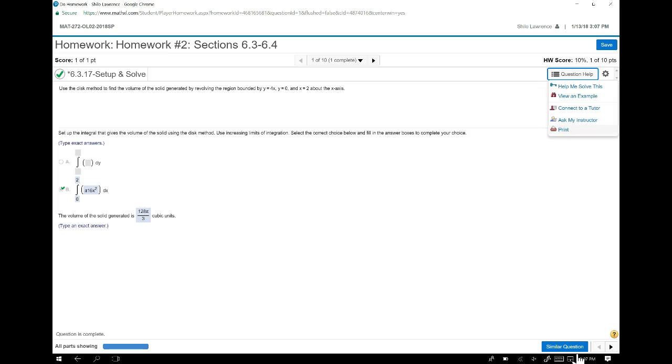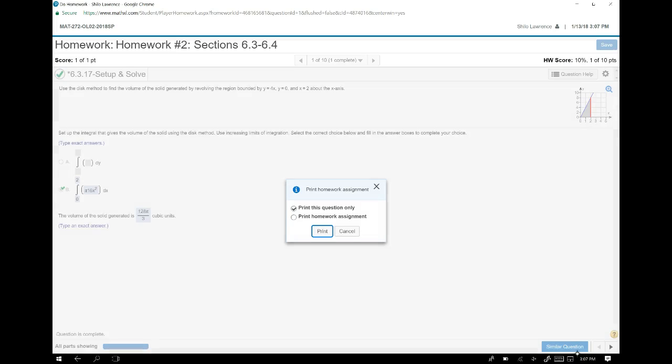And then you're welcome to print all of these homework problems as well if you like to keep a copy of them. This will only print, I think, one problem, or it might ask you, I'm going to click it, print this question only or print the entire homework assignment. It does print very often just one problem per page. So if you were to print out this homework assignment, it would probably print 10 pages because it's 10 problems long.